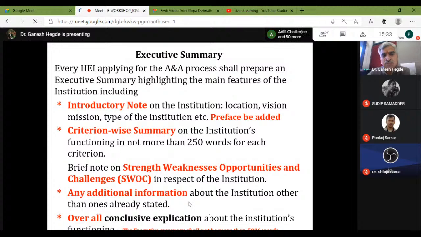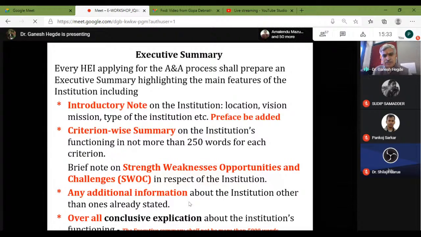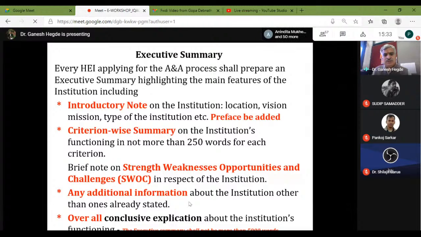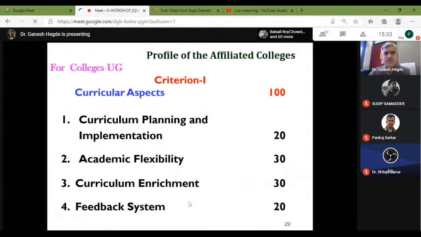Introductory note about the institution, location, vision, mission, and type of institution, you have to give. And a criterion-wise summary, you have to give. And the strengths, weaknesses, opportunities and challenges, you have to give. Any additional information about the institution needs to be added.